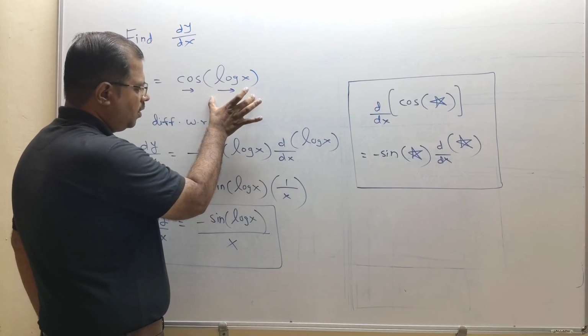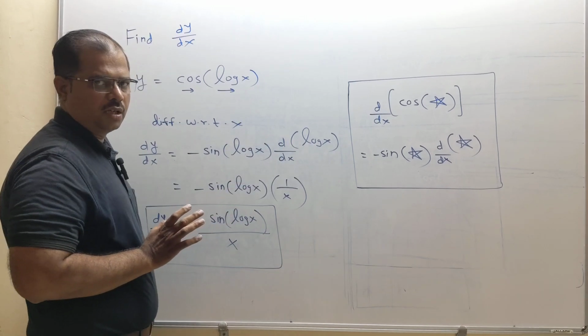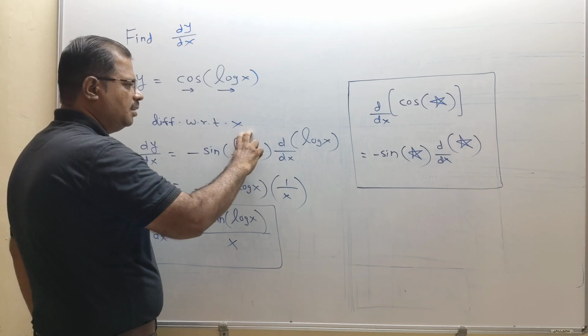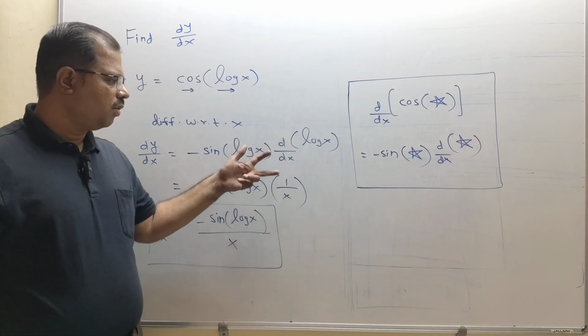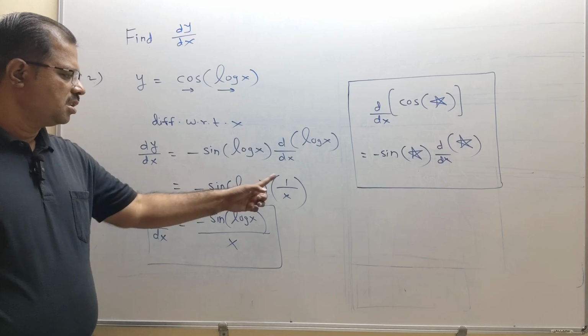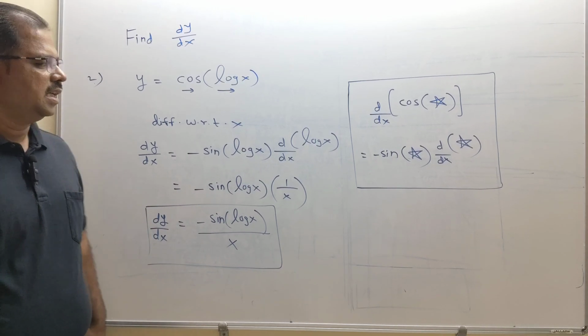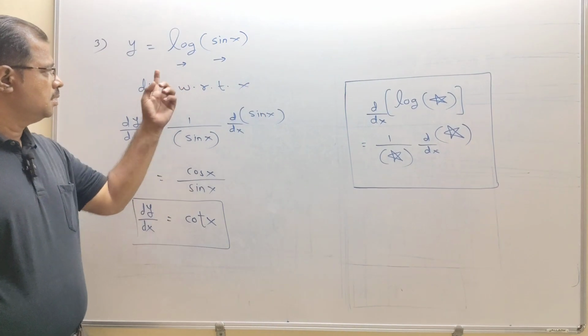The derivative of cos of log x is minus sin of log x into the derivative of log x, written in the numerator. Or assume the derivative of cos theta is minus sin theta into the derivative of theta. The derivative of log x is 1 upon x, so minus sin of log x into 1, that is minus sin of log x upon x, is the answer.